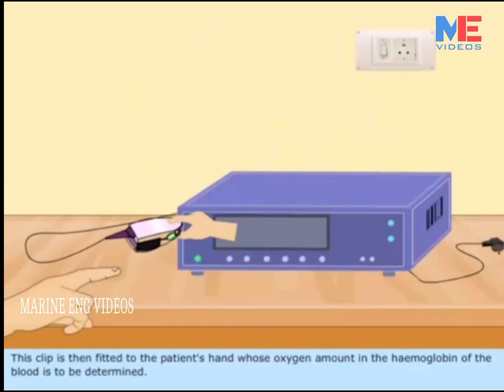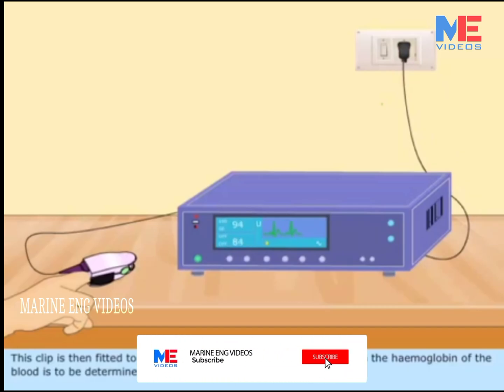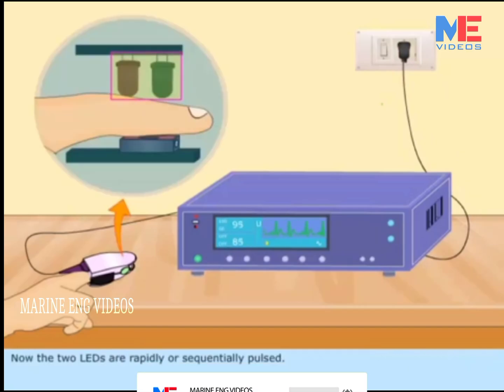This clip is then fitted to the patient's hand, whose oxygen amount in the hemoglobin of the blood is to be predetermined. Now the two LEDs are rapidly or sequentially pulsed.